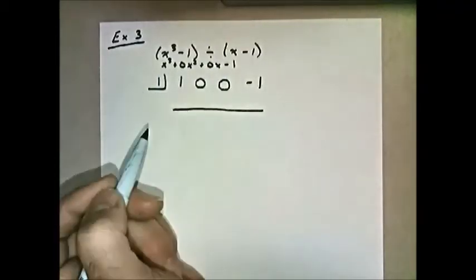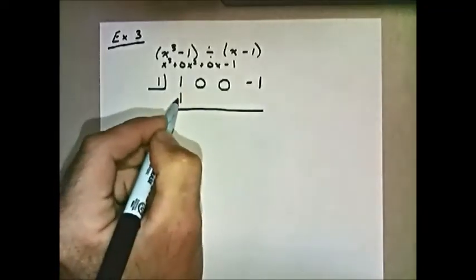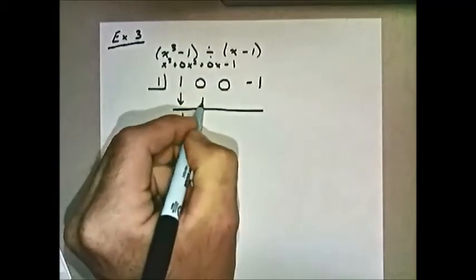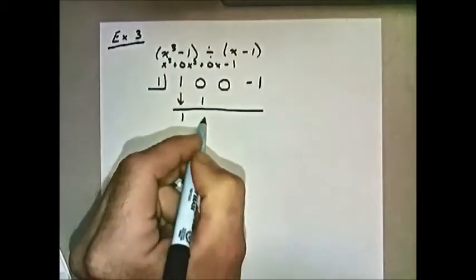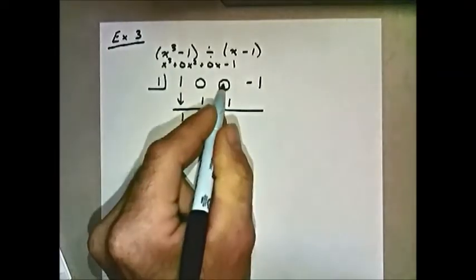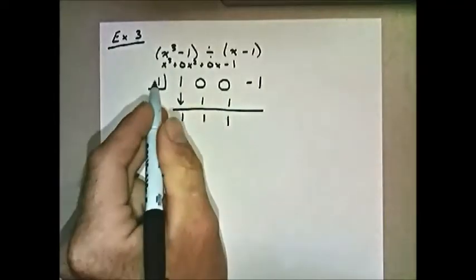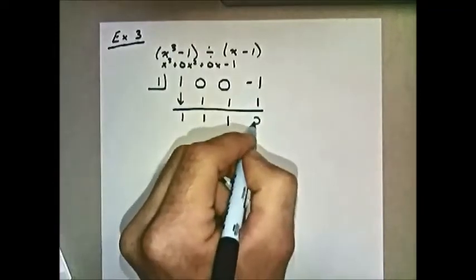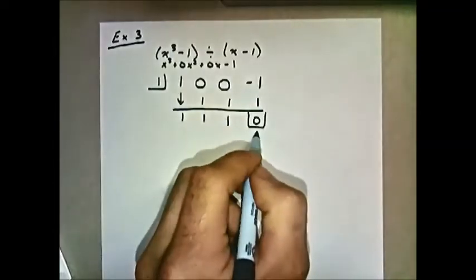And the process now becomes the same. Bring down your 1. 1 times 1 gives you 1. 0 plus 1 gives you 1. 1 times 1 is 1 again. 0 plus 1 is 1. 1 times 1 is 1. Negative 1 times 1 is 0. So here's our remainder.